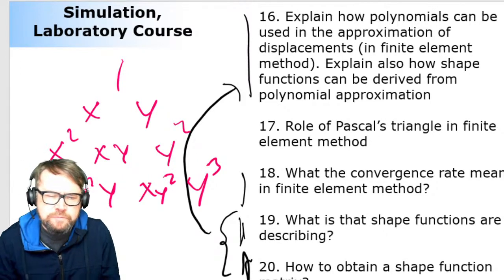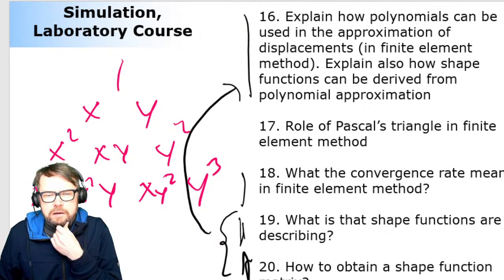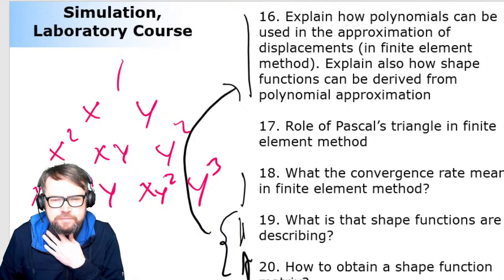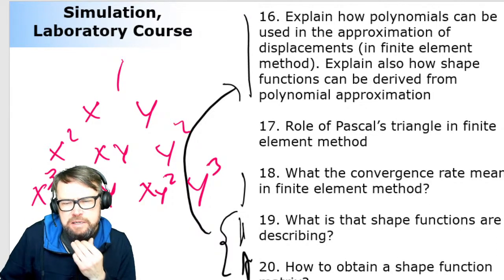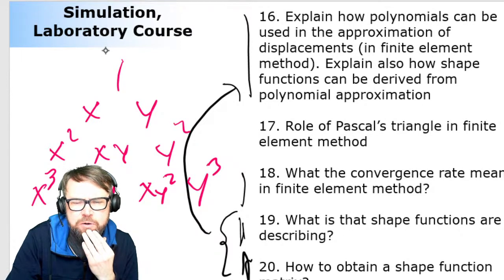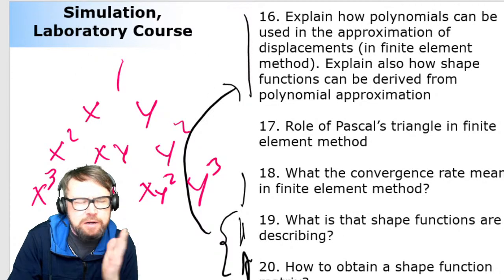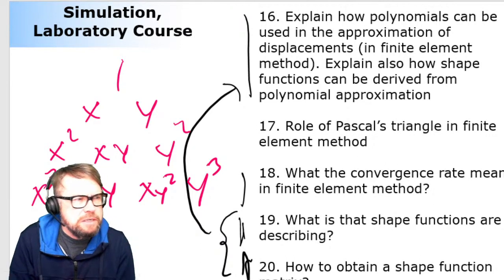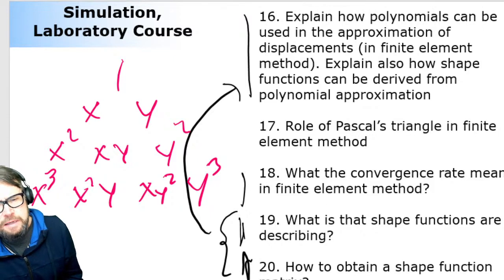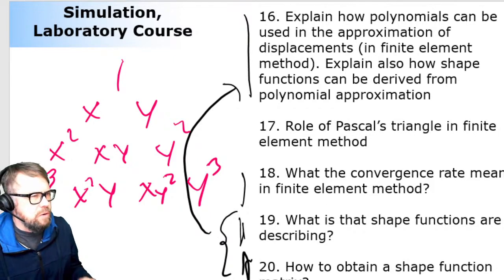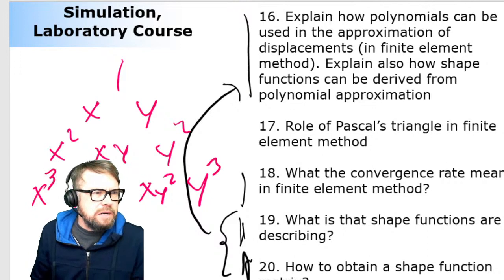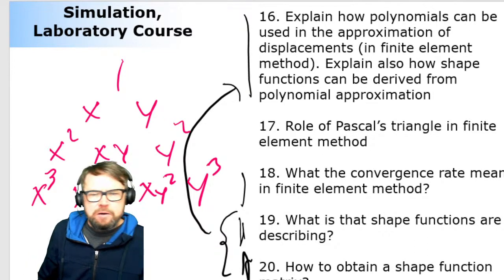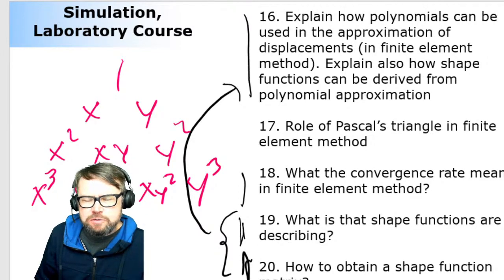It's kind of a recommendation that these polynomials should be selected in the order that they appear in Pascal's triangle, but not necessarily so. You can also make some selections. Let me try to turn it in a way that you can see my drawings a bit better. Okay, so you can also do the selection.